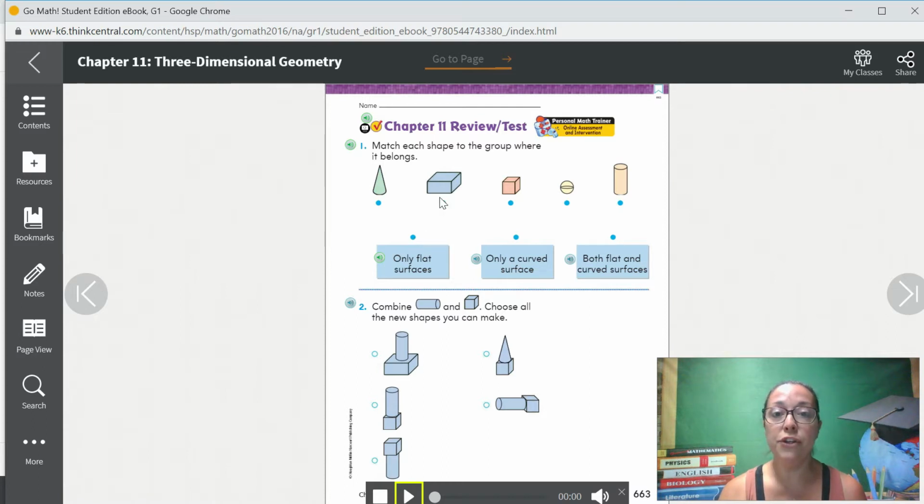Okay? And then you're going to do the same thing for the cube. And if it only has flat surfaces, you're going to draw a line too. Si nada más que tiene superficies planas, vas a poner la línea también. Then you're going to check the sphere. Y es chequear la esfera. Then you're going to check the cylinder. Okay? All right, and then let's look at the middle box.